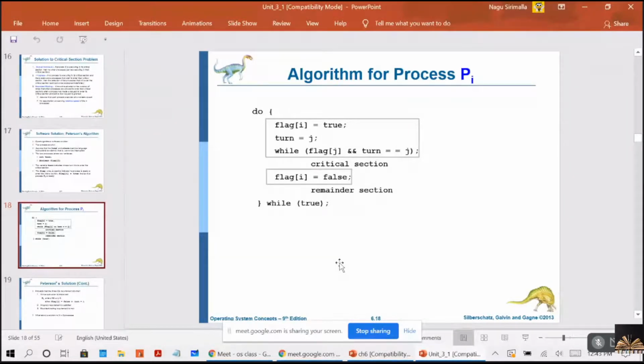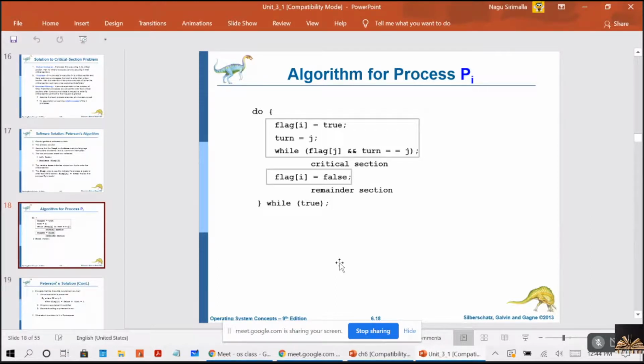Now, the flag array is used to indicate if a process is ready to enter its critical section. That means if flag of i is equal to true, this value indicates Pi is ready to enter into the critical section. Now, to enter the critical section, first Pi sets flag equal to true, then sets turn equal to j, thereby Pi checks if the other process wishes to enter the critical section, right?